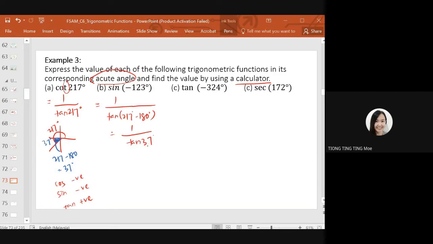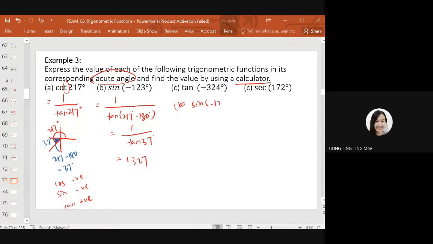Or another way is, you remember it carefully: All Students Take Calculus. This is the third quadrant. Take, tangent positive. So here, tangent positive. Okay, that also works. So you use your calculator to press 1 over tangent 37 degrees, and you get 1.327. Okay? Then now we go to B.